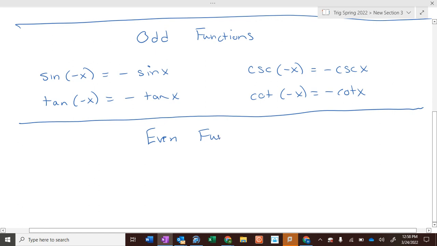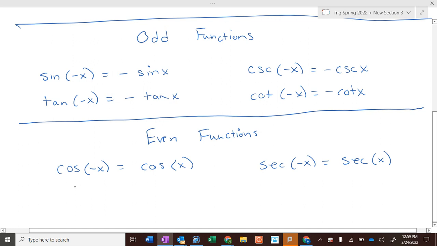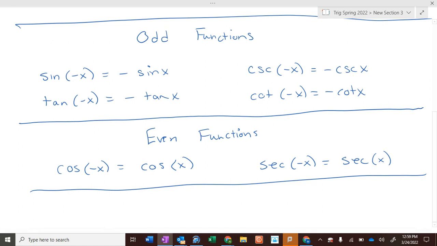Then come the even functions. The cosine of negative x equals positive cosine of x. And the secant of negative x equals positive secant of x. That's all our identities for the first section. Okay, that'll be all the identities for the first section.